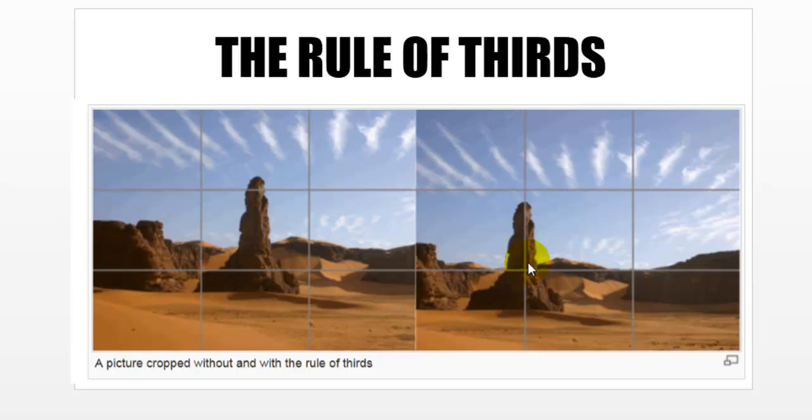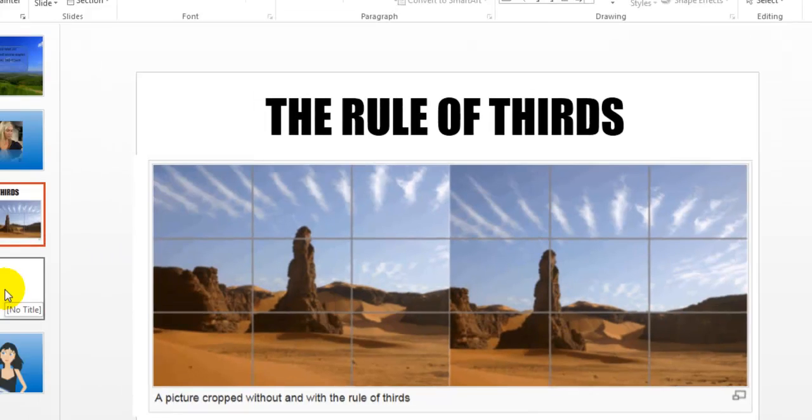And you can see how this rock formation is aligned on this vertical line here, a third of the way in, and is centered on this PowerPoint right here, the intersection of this vertical and horizontal line. And this has scientifically been proven to make photographs more interesting than just the dead-on center. Now let's look at how you can set this up in PowerPoint.